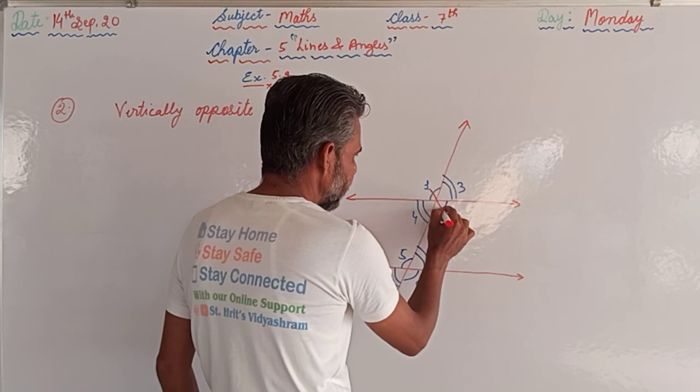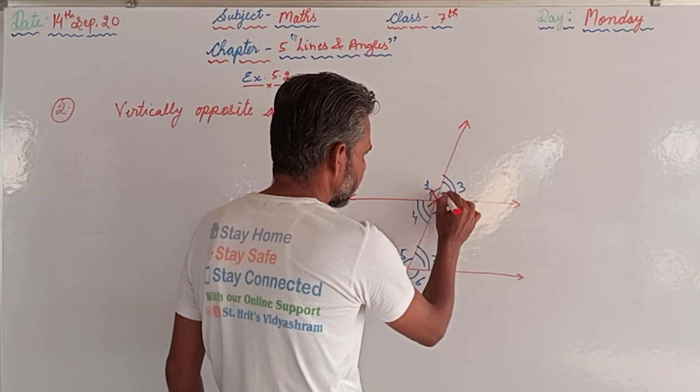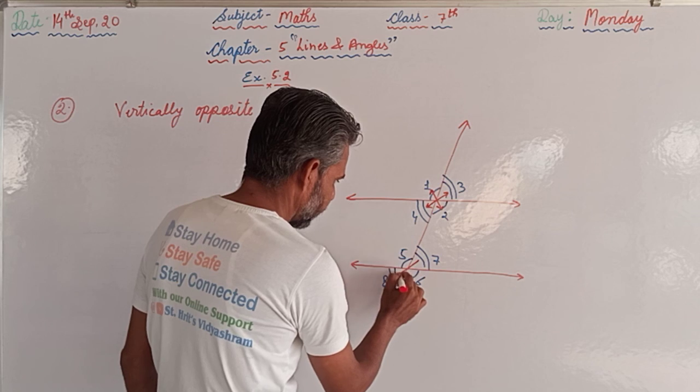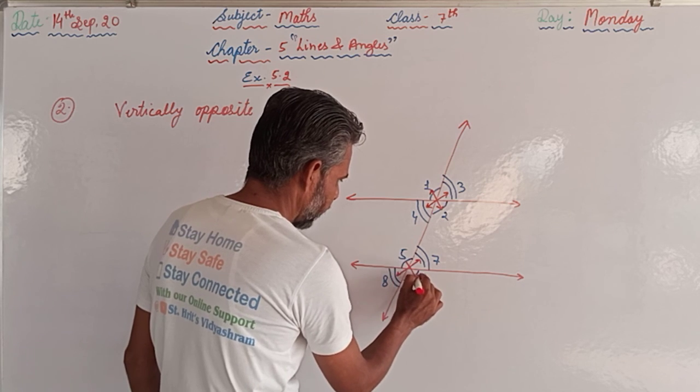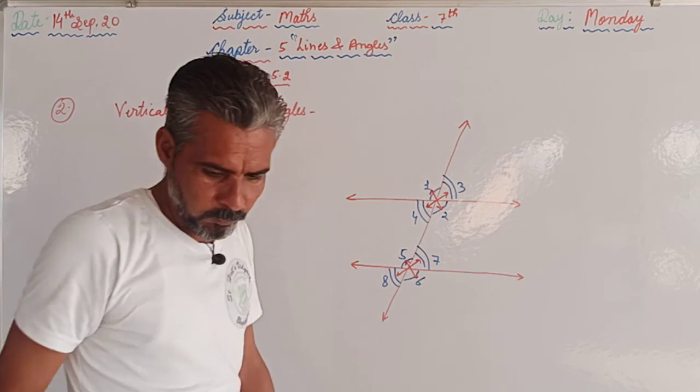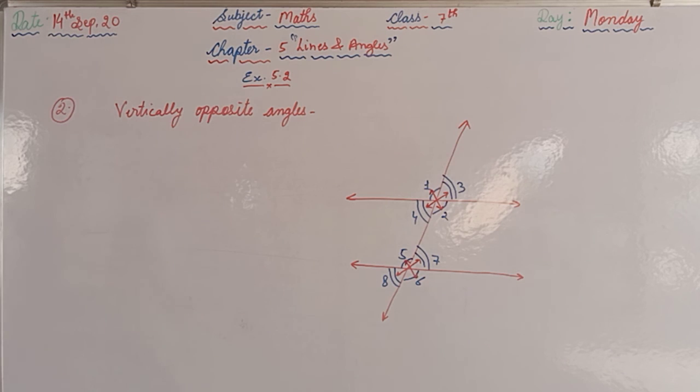So which pair is there? First one, second one, third one and fourth one. 4 pairs of vertically opposite angles are there. In this way we have discussed, or we have completed, the second question as well.